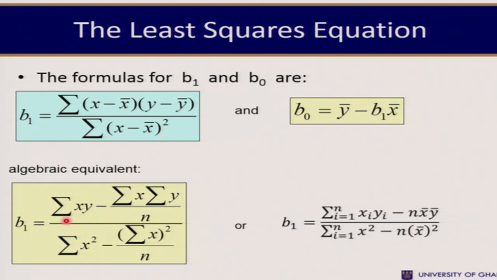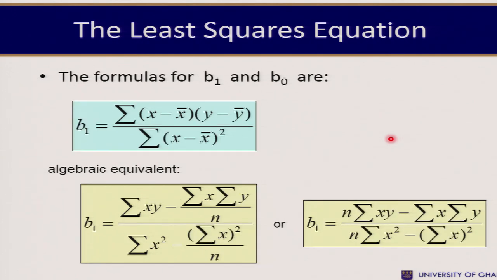Computationally, we can also have summation of xy minus summation of x times summation of y divided by n, all over summation of x squared minus summation of x all squared over n. Whereas b0, or the intercept, is also given as y bar, which is the average of the y values, minus b1, which is the estimated slope, times x bar, which is the average of the x values. So these are the formulas for beta 1, as we've already seen, and that of beta 0.